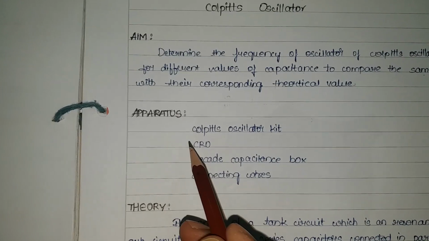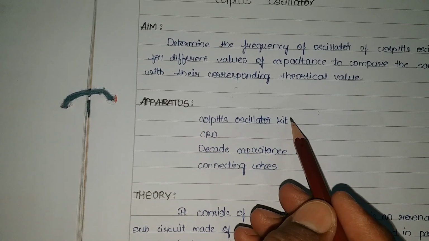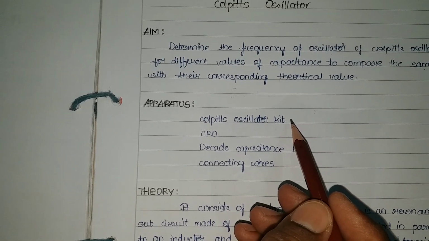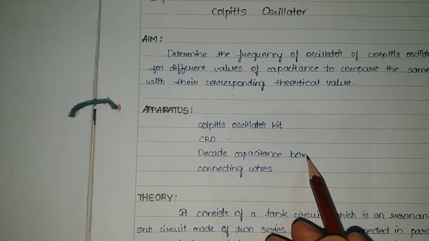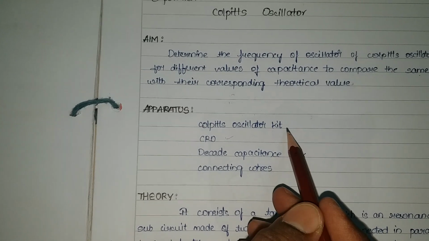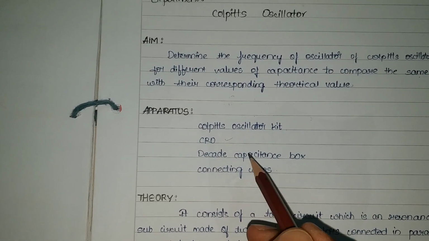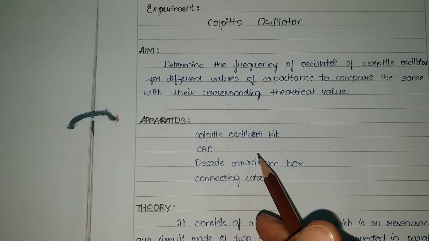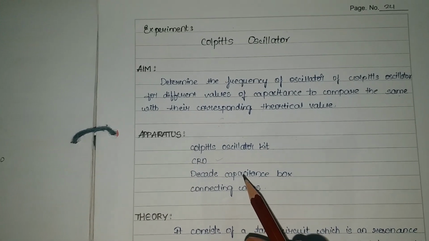So now, coming to the next step, apparatus. We have the direct Colpitts oscillator trainer kit, so there is no need to connect on the breadboard. We require a CRO. A decade capacitance box is not required, because everything is available in the kit itself. Then we require connecting wires and one more CRO probe. So these are the three apparatus we are going to take in order to perform the Colpitts oscillator experiment.